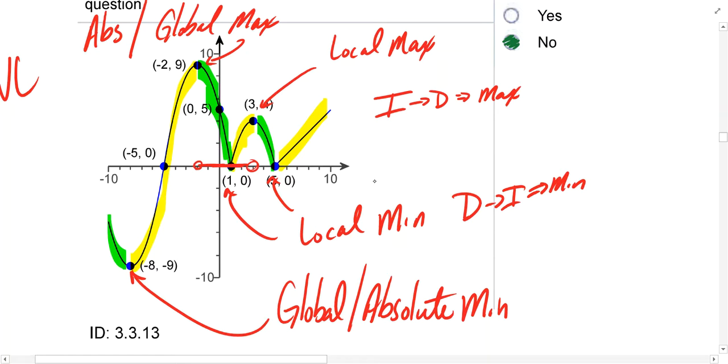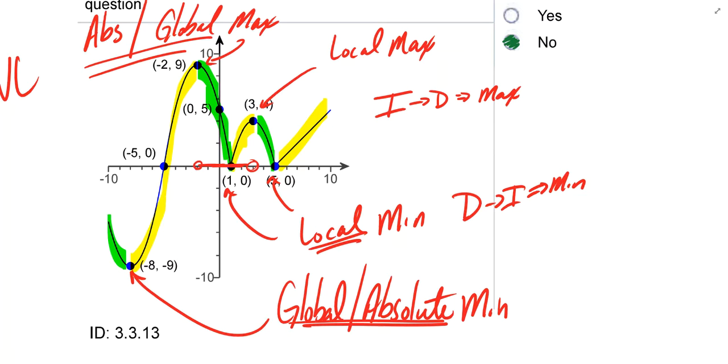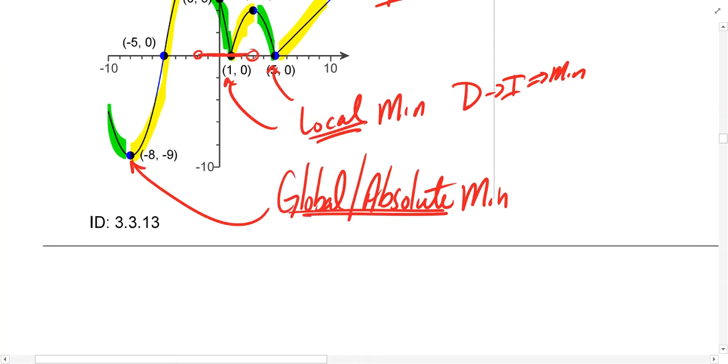The local minimums and maximums are identified as just simply maximum points or minimum points, but the term locally means that it's not the highest or the lowest point. And when we talk about the highest or the lowest point in a given function, we call that either the global maximum or minimum or the absolute maximum or minimum. So in this case, the absolute minimum occurred down here at the coordinate -8, -9, and the absolute or global maximum occurred here at -2, 9.